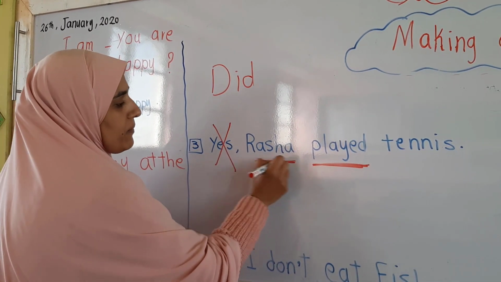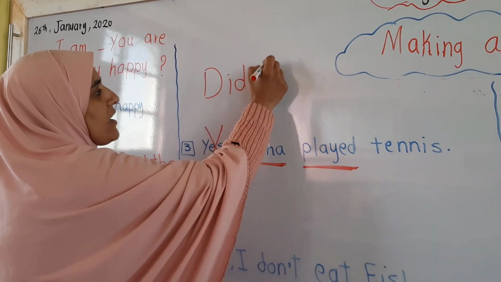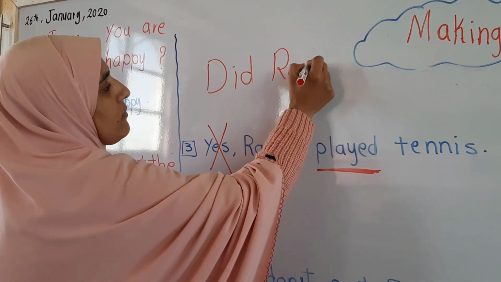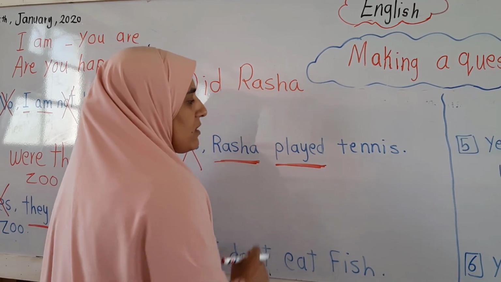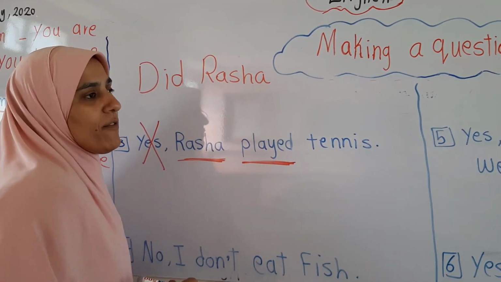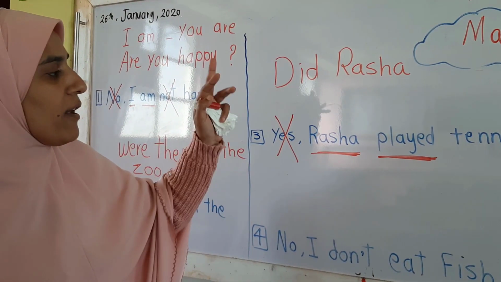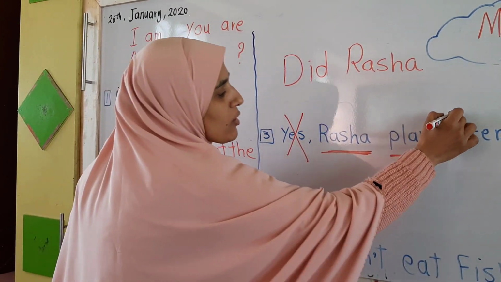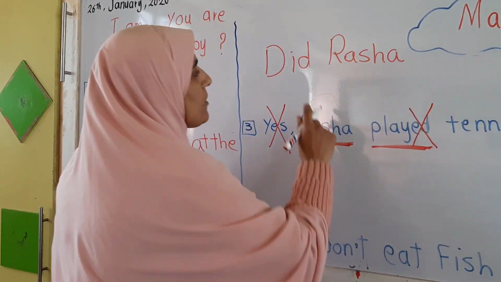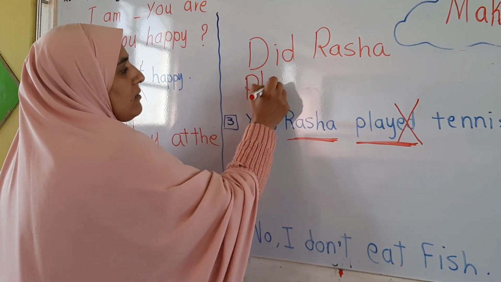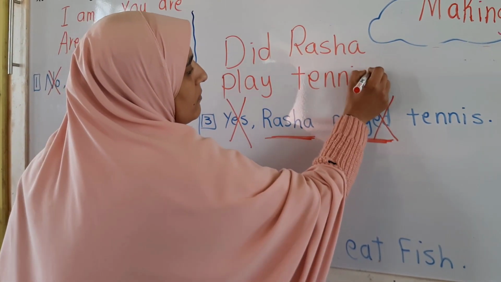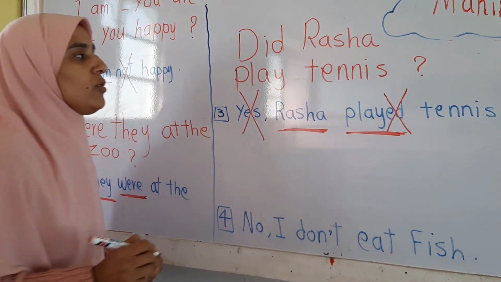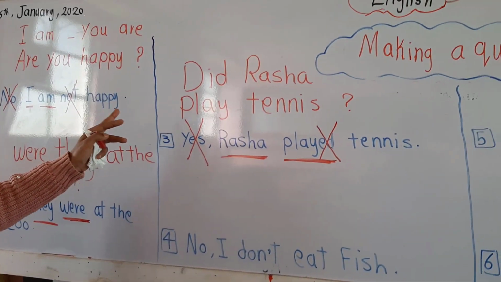Then I write the subject. The subject here is Russia. After that, I write the main verb. But the main verb here will be in the infinitive form. So I will omit ed. So, did Russia play tennis? Your question will be, did Russia play tennis?